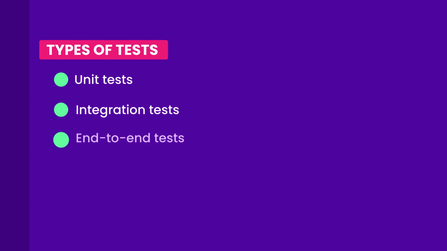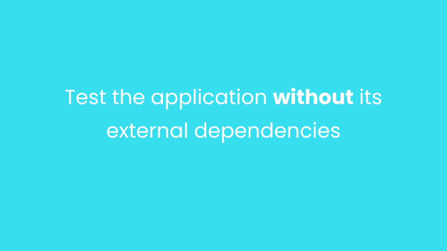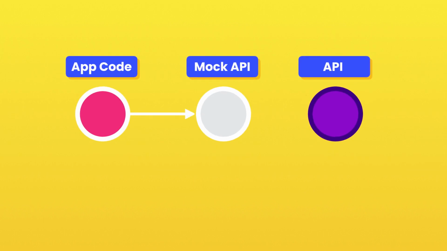Now, in automated testing, we have three types of tests: unit tests, integration tests, and end-to-end tests. A unit test involves testing the application without its external dependencies such as files, databases, and web services. So when writing unit tests, we provide mock or fake objects that mimic these external resources. We don't talk to a real database or a web service, we talk to a mock object.